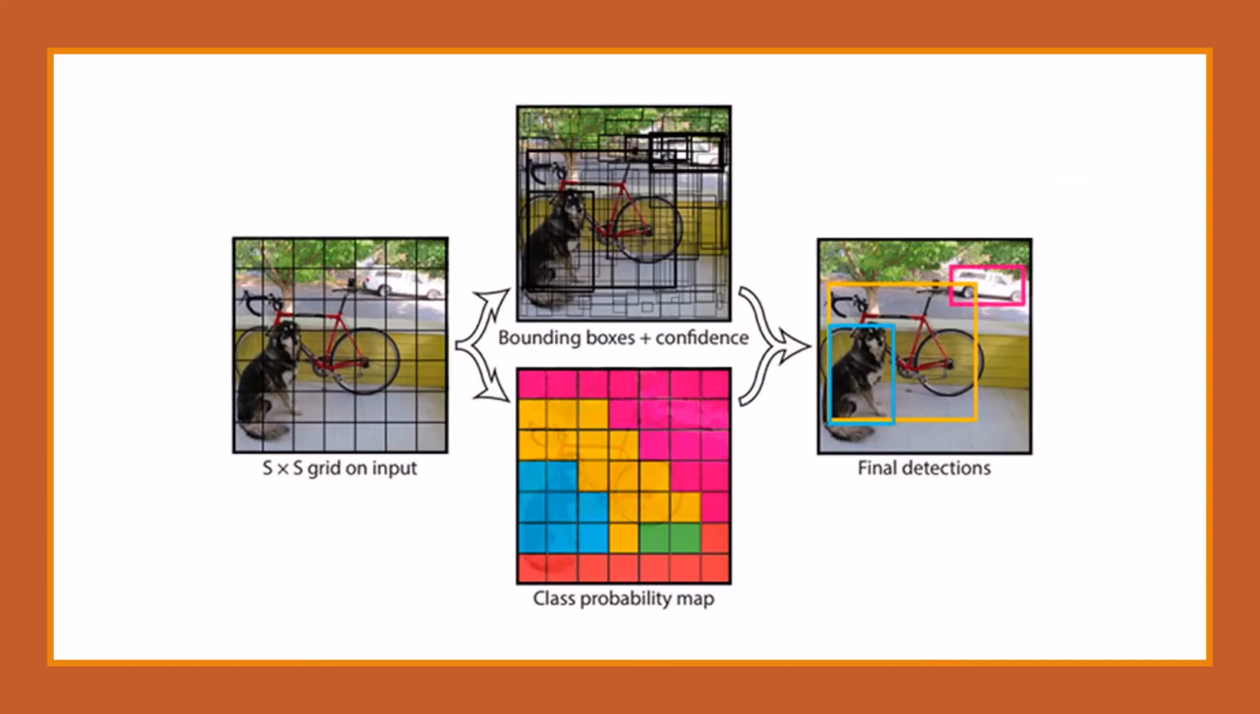YOLO splits up an image into grid cells. Each grid cell will consist of 5 proposed bounding boxes of different sizes. From all of the bounding boxes proposed, which can be up to 1,000 boxes, YOLO searches for the bounding box coordinate, size, and class probability that is closest to the ground truth.